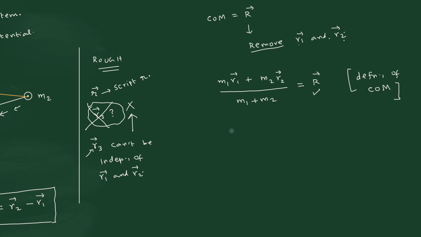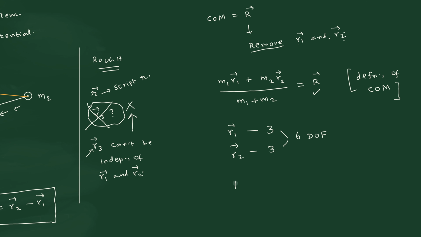So the answer is this. If you are going to have r1, I need 3 degrees of freedom, x1, y1, z1. If I have r2, I need 3 more degrees of freedom, x2, y2, z2. So how much is the total? That gives you 6 degrees of freedom.